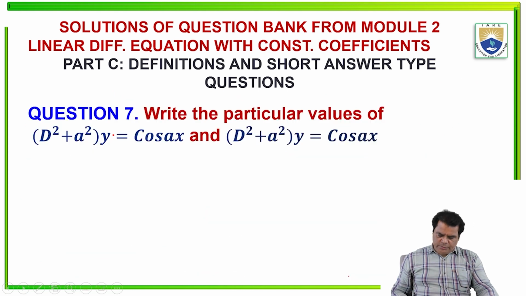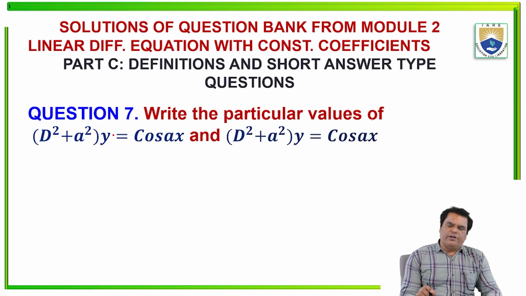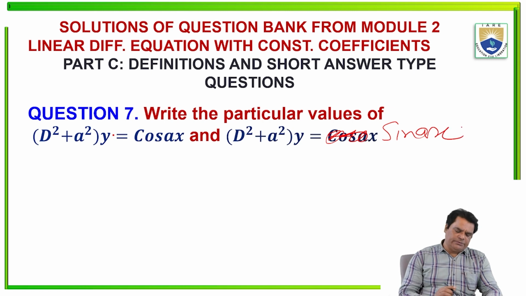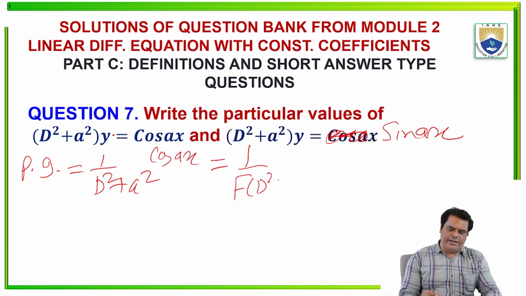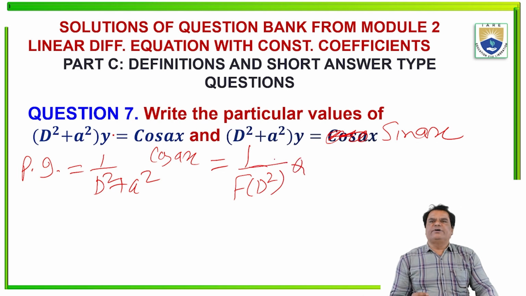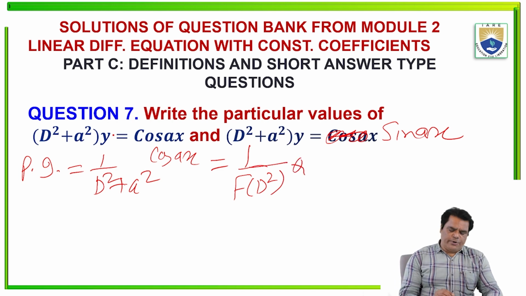Next, write the particular value of this question. So here is sin ax, this is sin ax, not cos ax. So PI is equal to, we write only the formula, not giving the proof. PI is equal to 1 upon f of d square into Q. This is the formula.